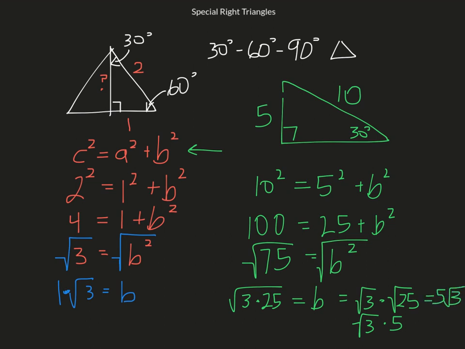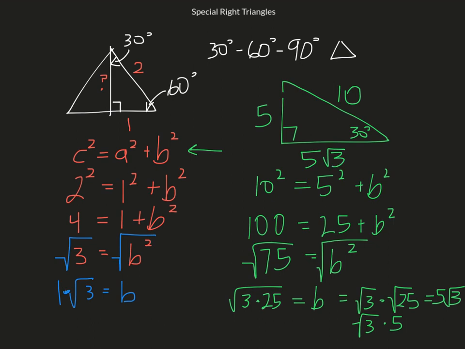And you see what I was talking about just a minute ago. This 1 times the square root of 3. So now we know that the long leg of a 30, 60, 90 triangle will be whatever the short leg is times the square root of 3. So this is 5 times the square root of 3. And that happens every single time.